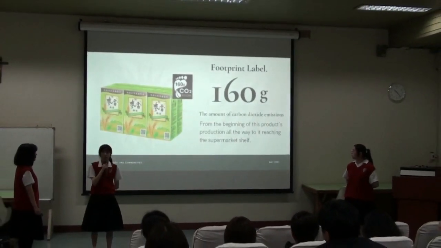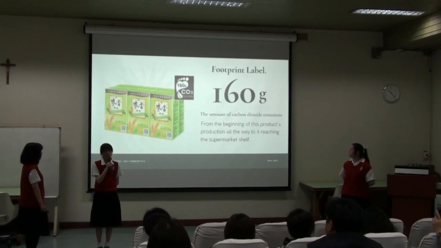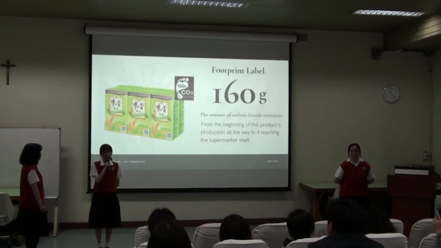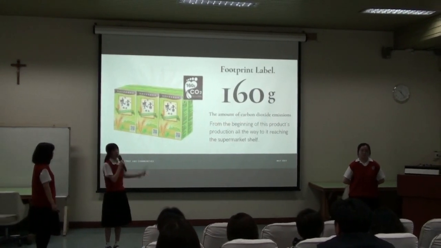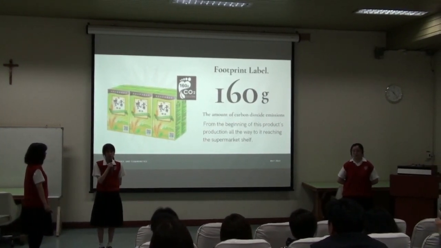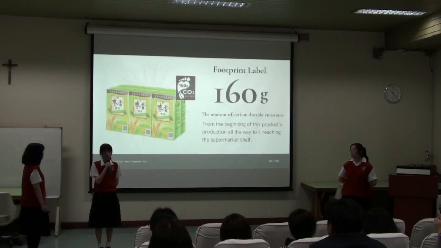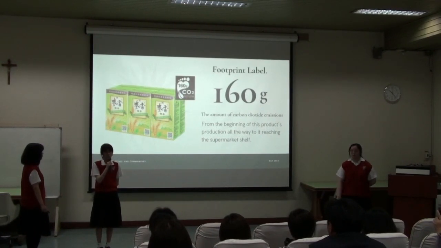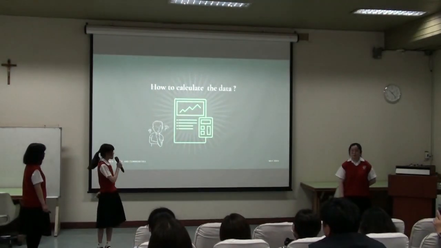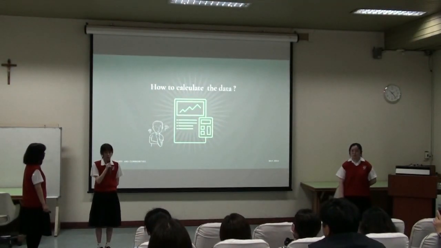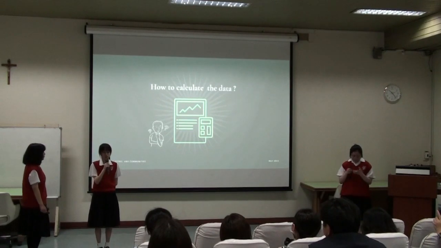Take this famous drink for example. We can find this basically in every supermarket. On the back of its package, there is the pattern of a green footprint. Do you see this number? It represents the total emission from the beginning of the product's production all the way to it reaching the supermarket shelf.